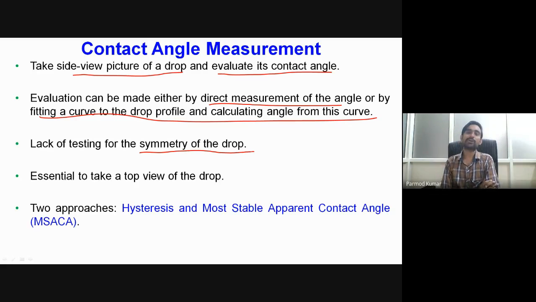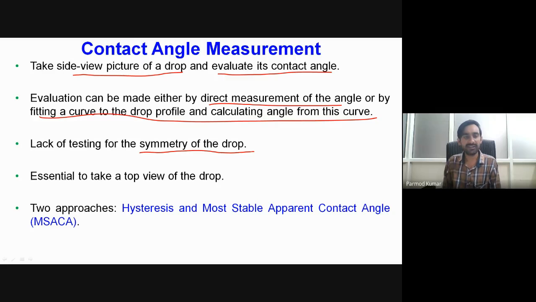And if the drop is not axisymmetric and we are measuring the contact angle, in that case we will always find a difference between the contact angles on both edges of the droplet, and it may lead to large experimental errors. Okay, so we always have to ensure that the photograph we have taken corresponds to the axisymmetric state of the droplet.